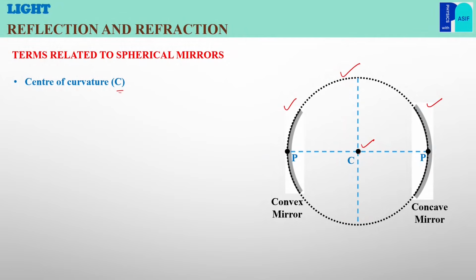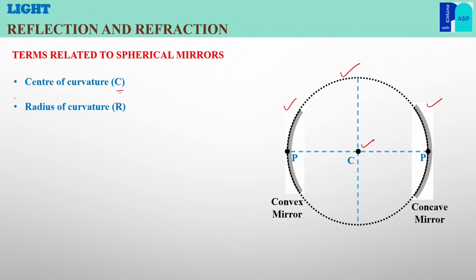One more point: the poles of the two mirrors lie on the surfaces of the spherical mirrors, but the center of curvature does not lie on the surface of the mirror, it lies outside the spherical mirror. In the case of a concave mirror, it lies in front of the reflecting surface, but in the case of the convex mirror, the center of curvature lies behind the reflecting surface.